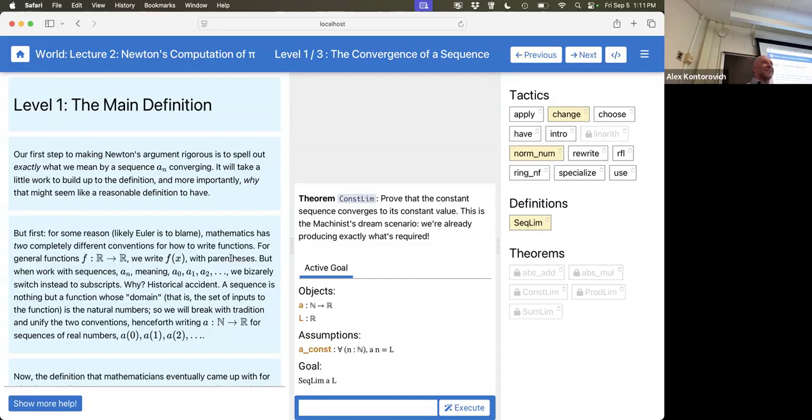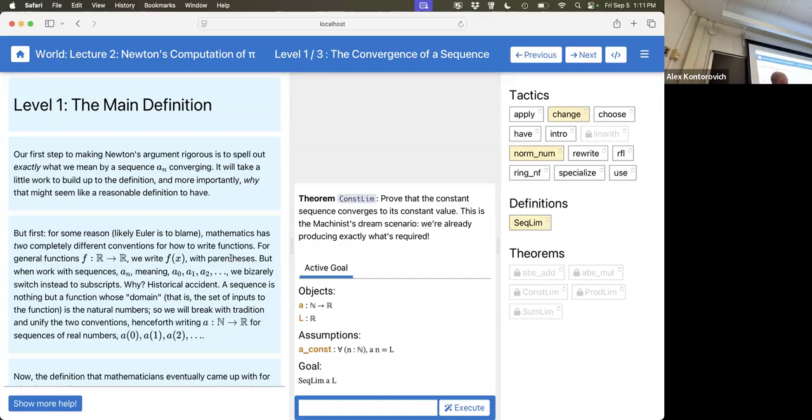It's just historical accident. Okay, so we're going to rectify this. A sequence is nothing more than a function from the naturals to the reals. So we're going to unify these two notations, and we'll write f of x for a real valued function. We'll also write a of 0, a of 1, a of 2 for sequences. Okay, just want to throw that out there.